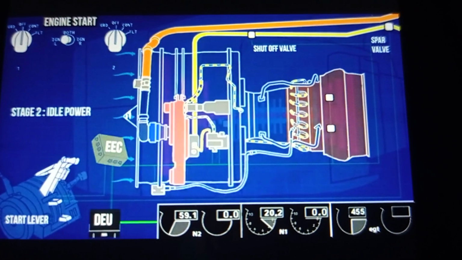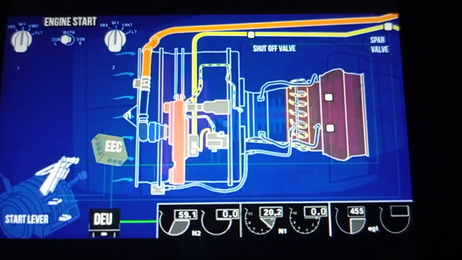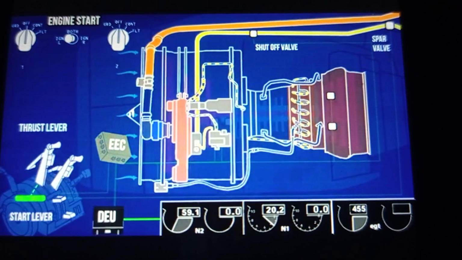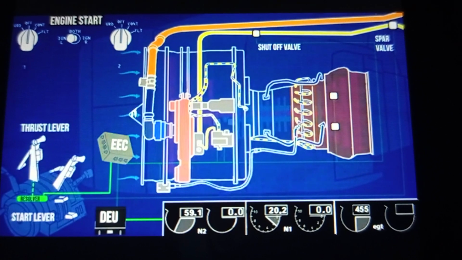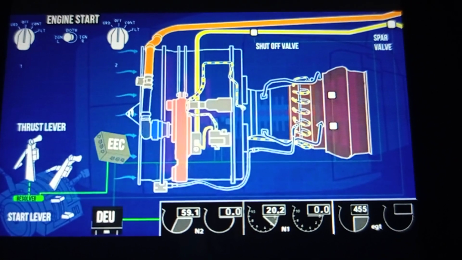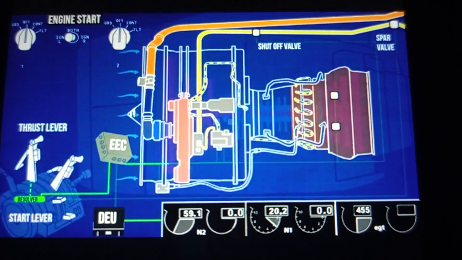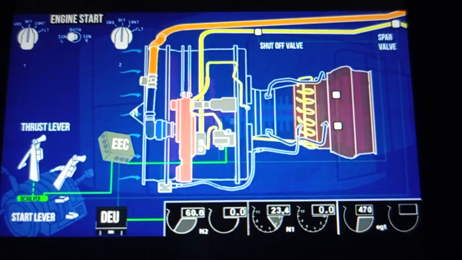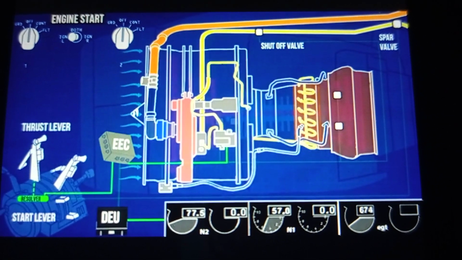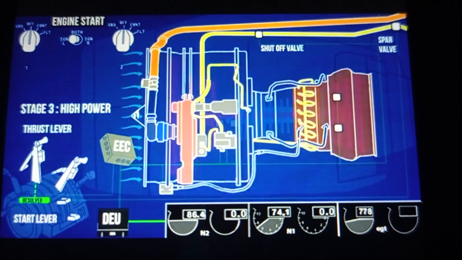In order to increase the engine thrust to high power, move the thrust lever ahead. Resolver sends an output voltage proportional to the thrust lever angle to the EEC. The EEC, according to the position, increases the fuel flow rate through the fuel metering valve. By supplying more fuel for combustion, the EEC increases the thrust of the engine to maximum power.